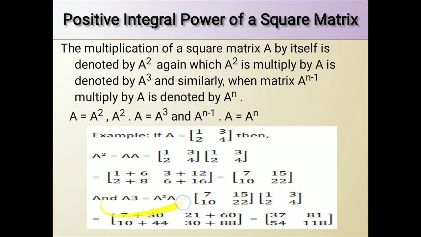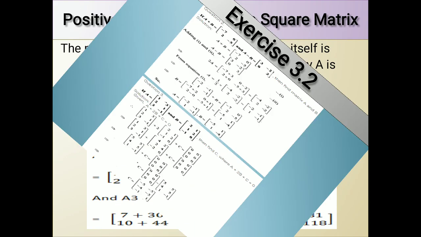And A to the power 3 will be A square into A. A square's result we have got already, and A is already given. So when we multiply both, we get the resultant as this. It keeps on going if it is asked for 3 times, 4 times, 5 times in the question, depending upon how many times it is asked. So you can find out the positive integral power of the square matrix. The matrix should be square. Okay, let's move on to next.